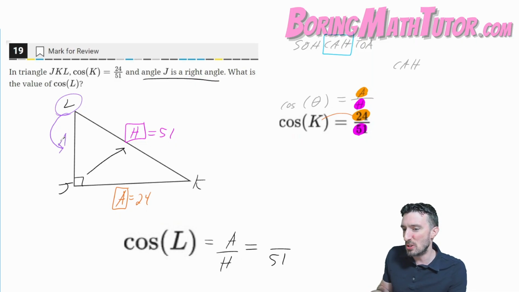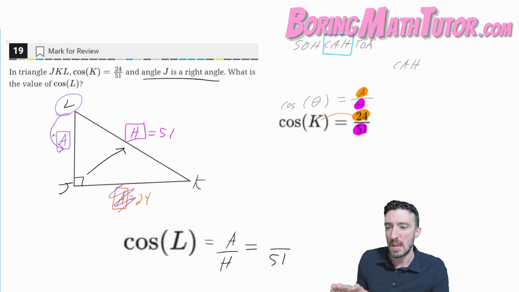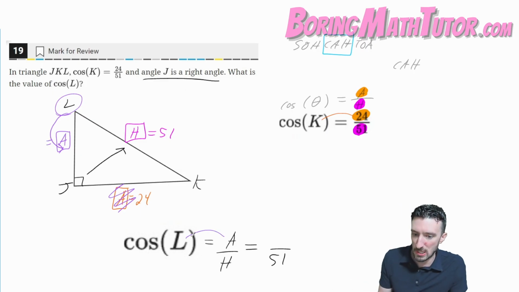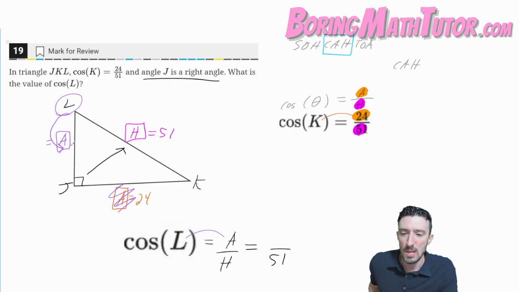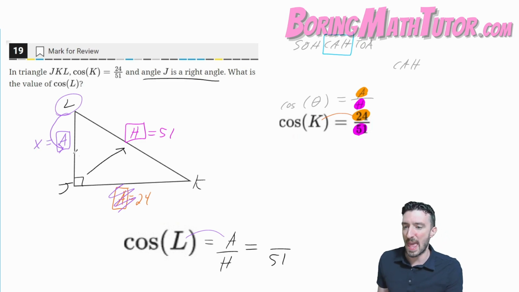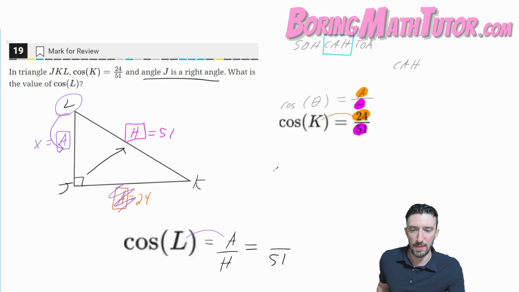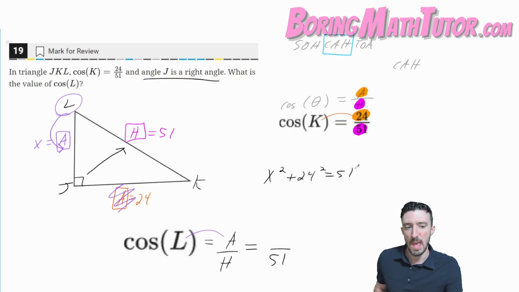So this would be my new adjacent. So let's get rid of that one being the adjacent. That side's still 24, but it's not the adjacent anymore. Now, when we say adjacent, we mean adjacent to L. So I'd need to figure out what this one is. Okay, well, let me just call that one X for now. And then I could do a little Pythagorean theorem. And that'll help me figure out what X is.